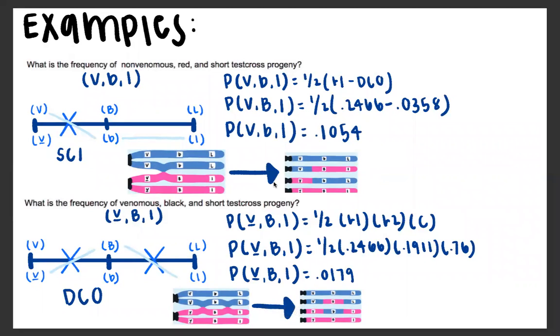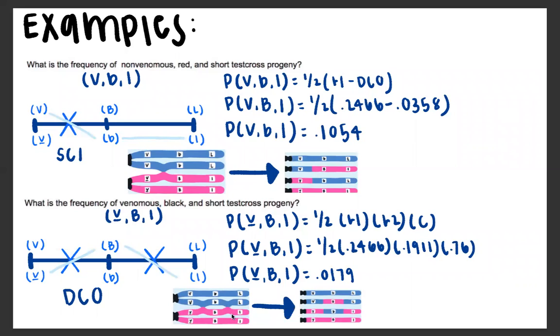Here we can look at the cross between a non-venomous red short snake and see it only crosses over on the left side. So we know that it's a single crossover 1. We take half of our R1 value, subtract it from our double crossover value, and we get a final value of 0.1054.